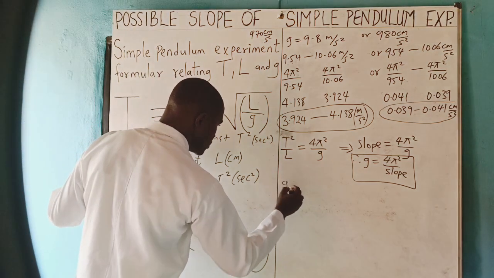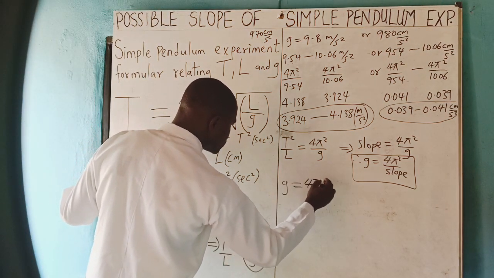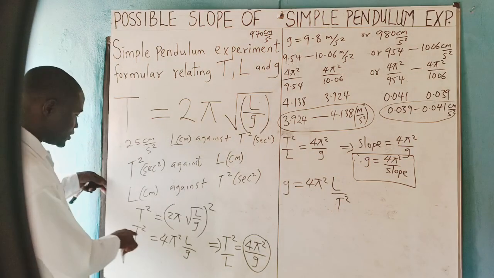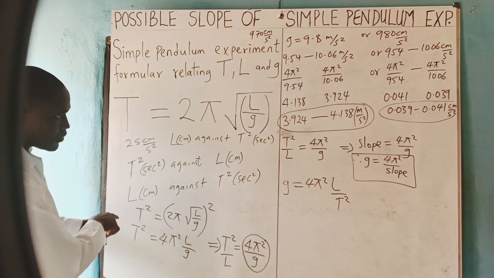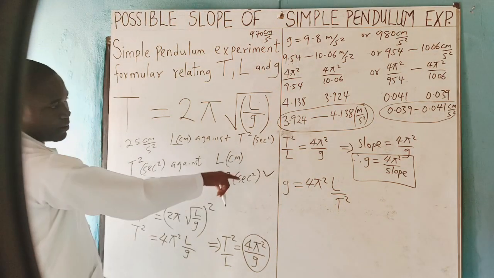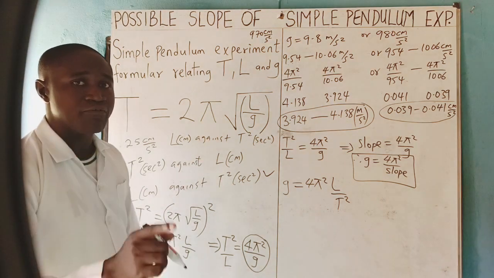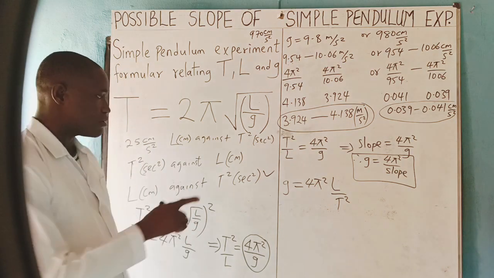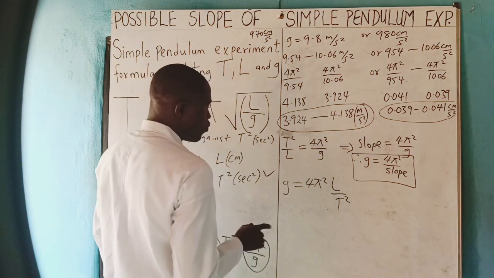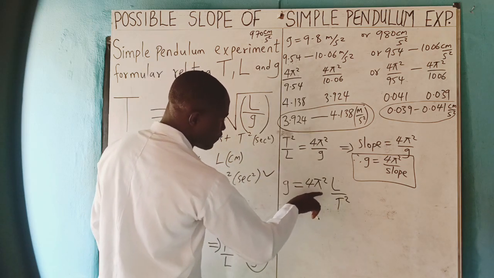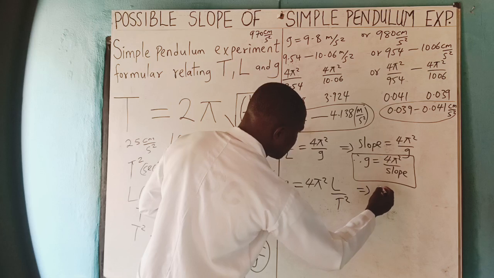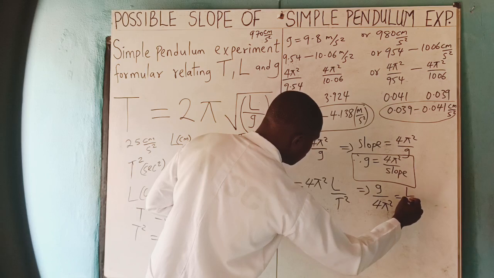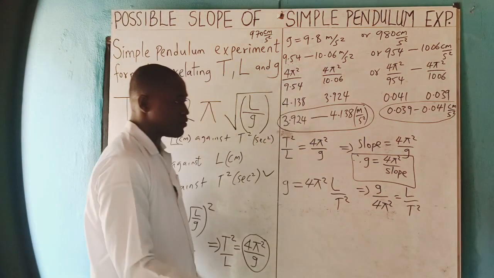We have G equals 4 pi square L over T square. What I just did is carry T square down and carry G up. I am considering the second one now. When you are asked to plot the graph of L against T square, whether in meter or in centimeter, let's check. This 4 pi square will come to this side, giving you G over 4 pi square is equal to L over T square. You have seen it now.